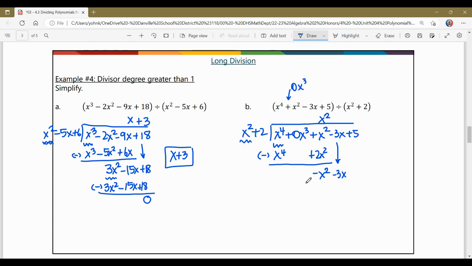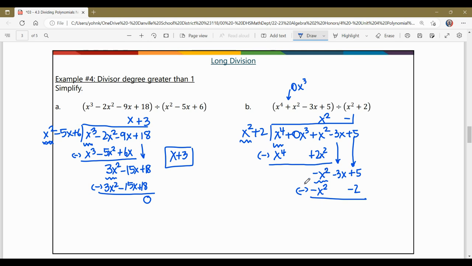X squared goes into negative x squared how many times? The answer is negative 1. Line it up. Negative 1 times x squared is negative x squared. Negative 1 times 2 is negative 2. Draw your line and subtract. Notice I'm at the end here, so I also should bring down that plus 5.